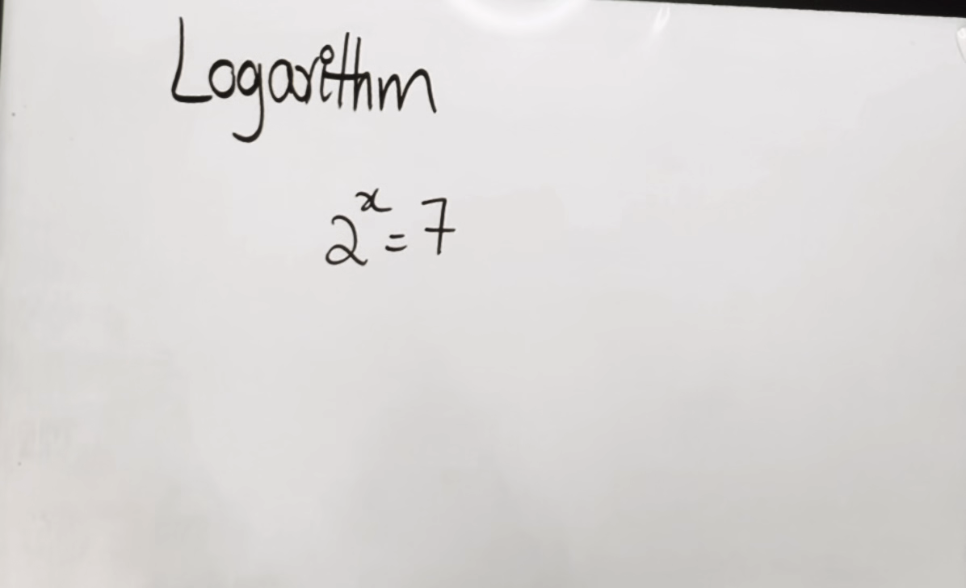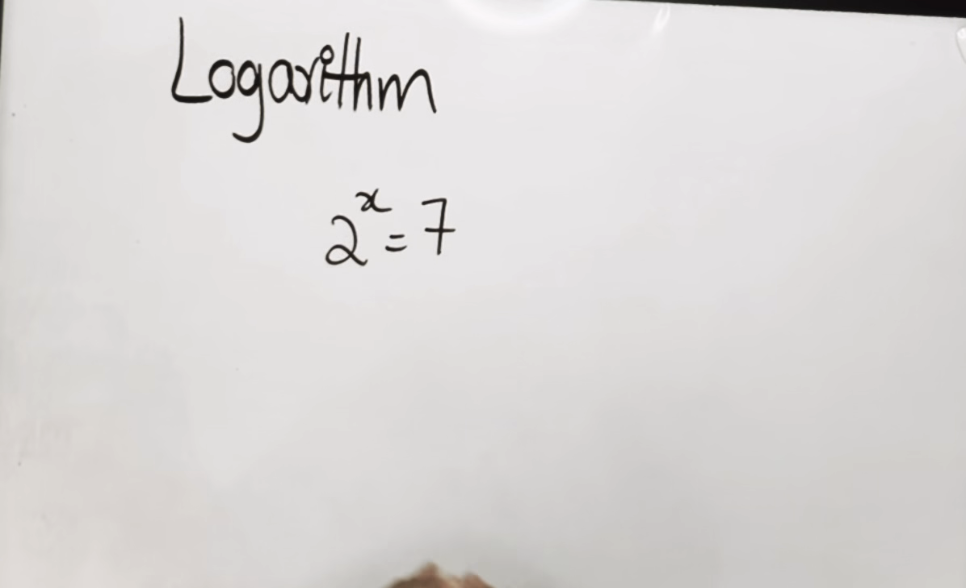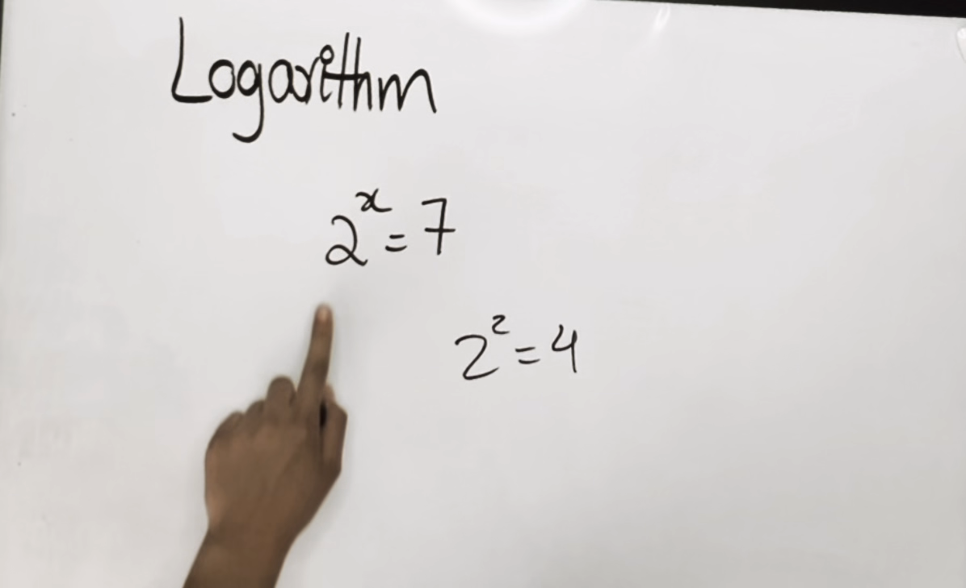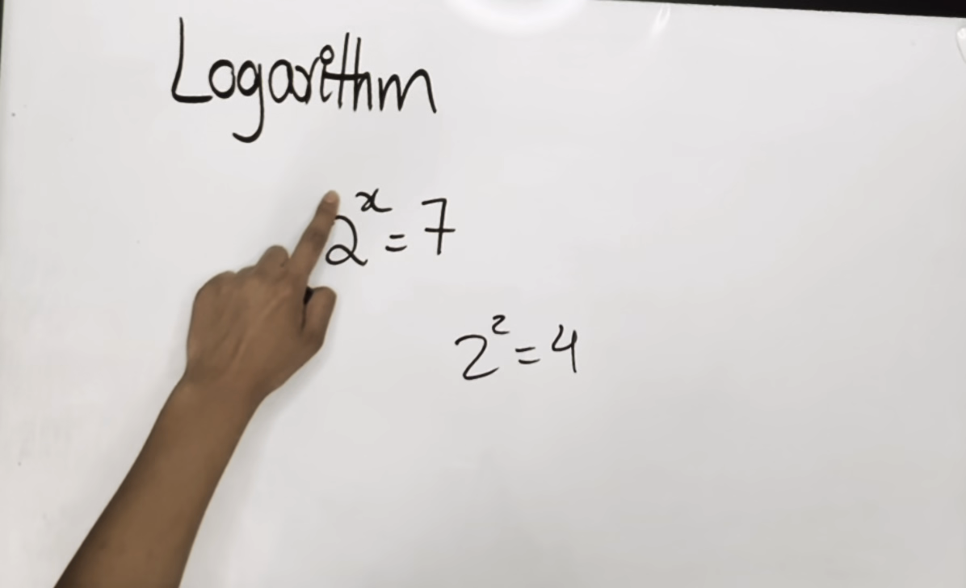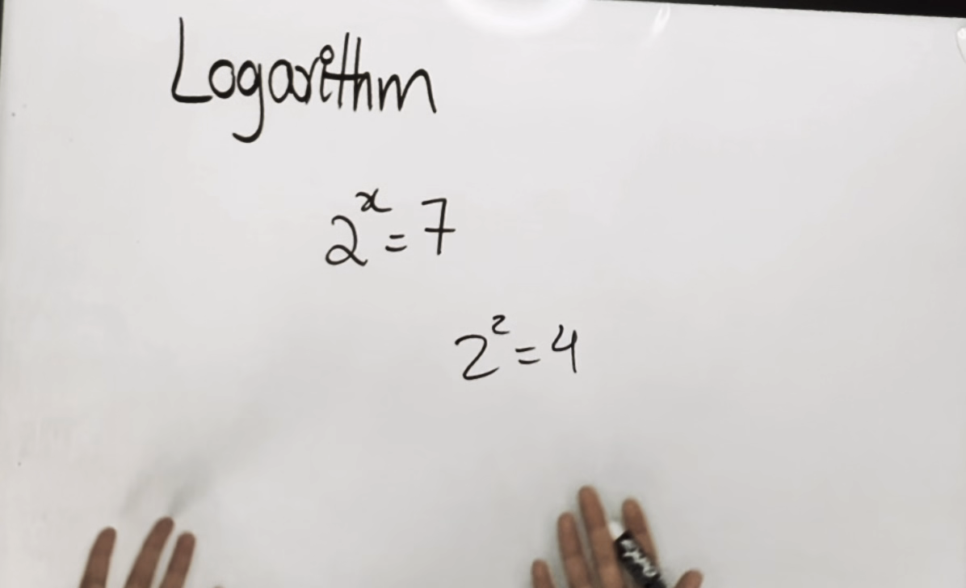Now, based on what we know from math and what we talked about before about powers, we know that 2 to some power means 2 times 2, for that many times, gives us a number. For example, 2 to the second power equals 4. Now, what power of 2 would give us 7? How would we figure that out?